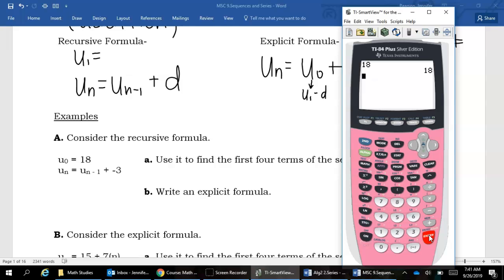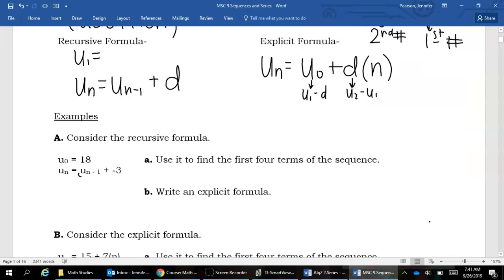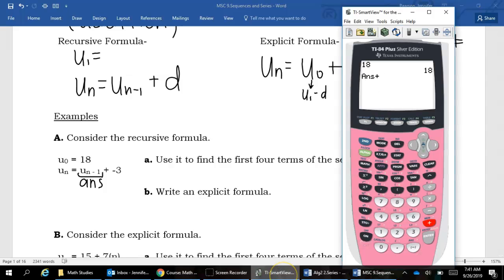So when I hit plus, this answer thing pops up by itself, and that's what I want you to think of this u sub n minus 1 as being. This is the answer. So we're not actually going to do any subtracting of 1. That subscript is the same thing as answer on the calculator screen. So we have 18 for our top row, and then underneath that we have answer plus negative 3. And we can write minus 3 or plus negative 3. That has the same effect.